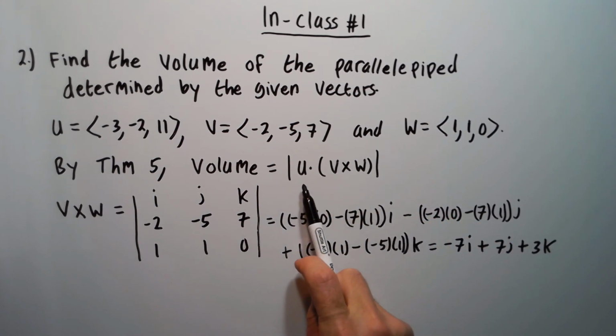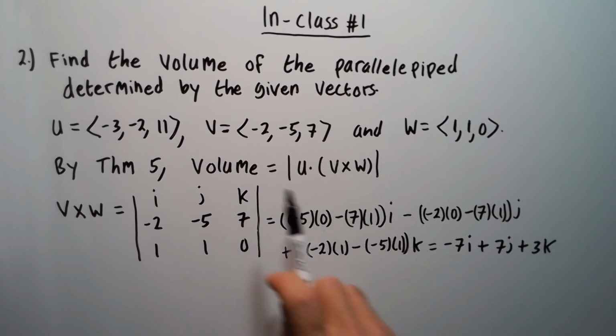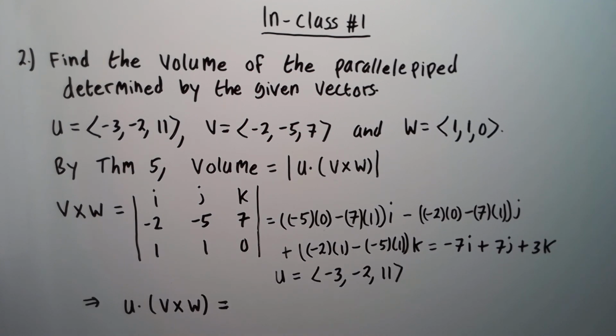So now we're going to go u dotted with this now. So here's my v cross w, here's my u up here. Let me write my u actually right here. Okay, so I've written my u here now. So dotting needs to be -7 times -3, 7 times -2, 3 times 11. So let me write that here.